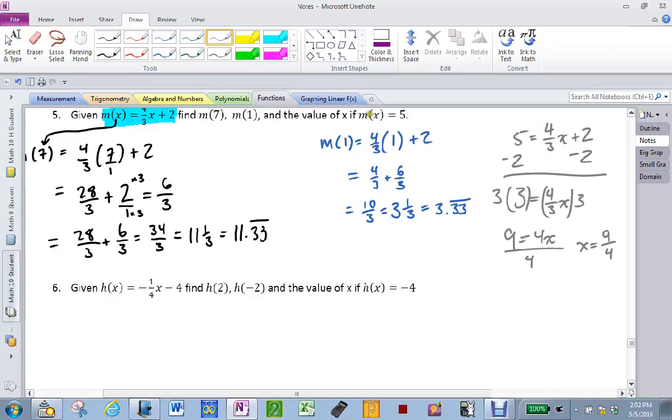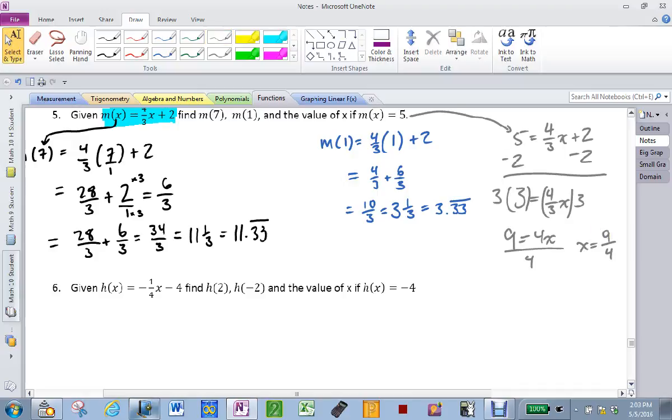Well, in the last one we knew the output. So we knew this, we didn't know x. So we had to put a 5 in here. Instead of m of 1, we knew this whole thing was 5. But we didn't know where we started from. So then we did backwards math to get back to where we started. To find the input.